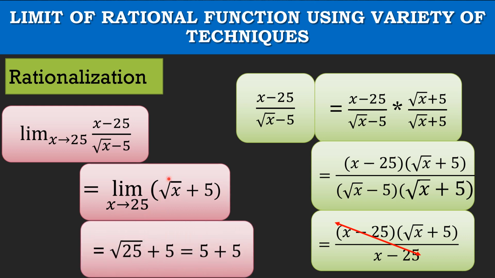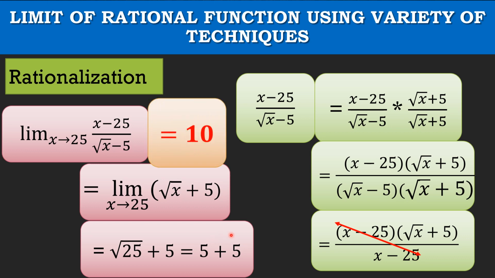Therefore, we get square root of 25 plus 5. Simplify lang, square root of 25 is 5, plus 5. The answer is 10. Hence, limit of x minus 25 over square root of x minus 5 as x approaches 25 is equal to 10.